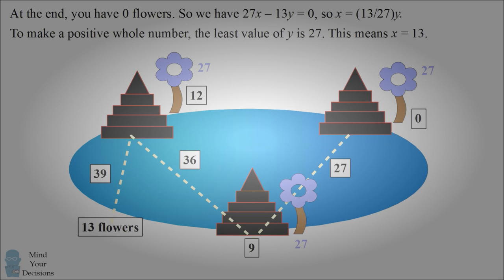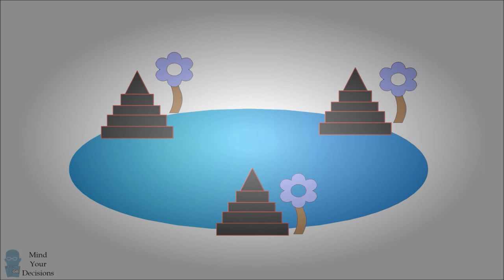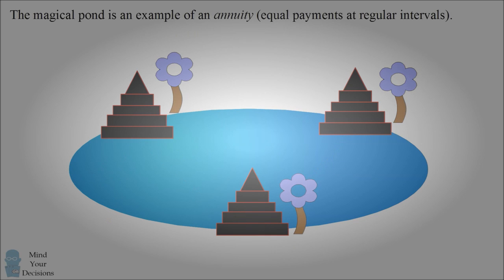So that's the solution to this problem. Now, interestingly enough, the kind of mathematics involved in this problem can actually be applied to financial products. We can reinterpret the problem as an example of an annuity, which is a financial instrument that has equal payments at regular intervals. The number of flowers we place at each temple, y flowers, could be considered having equal payments at regular intervals.